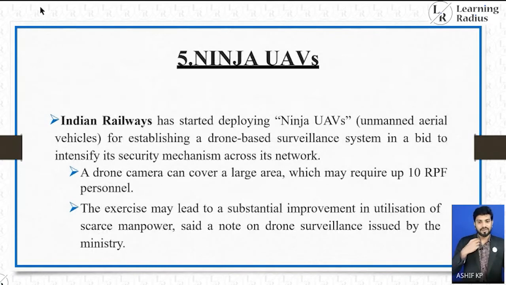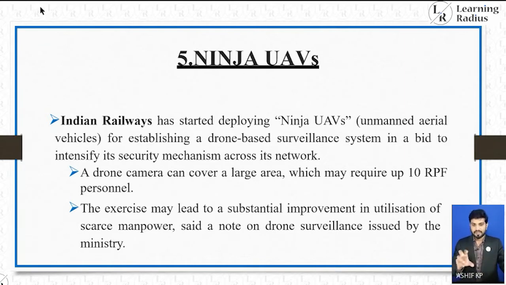Next is Ninja UAVs. Indian Railways has started deploying Ninja UAVs, unmanned aerial vehicles, for establishing a drone-based surveillance system in a bid to intensify its security mechanism across its network.